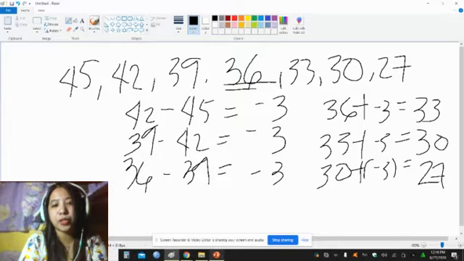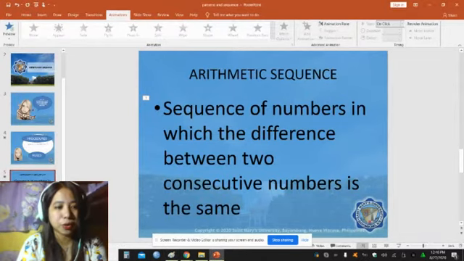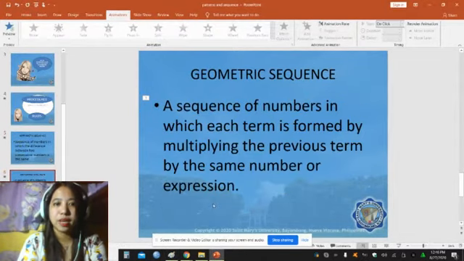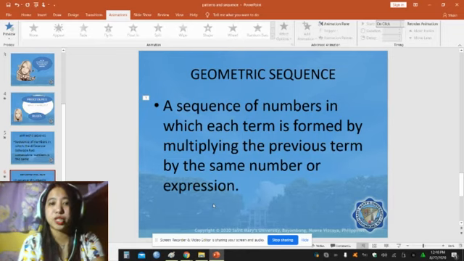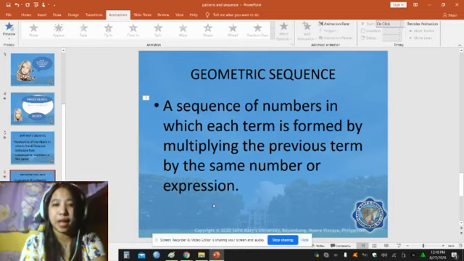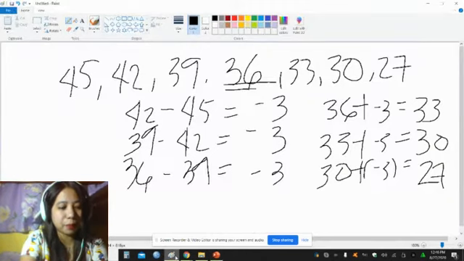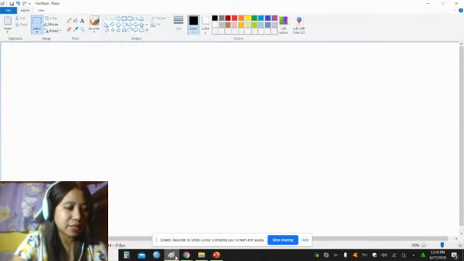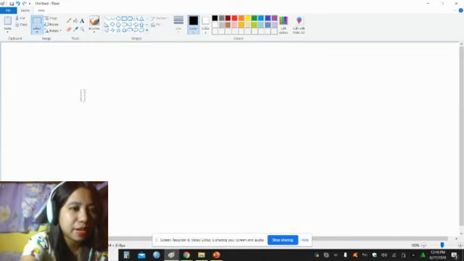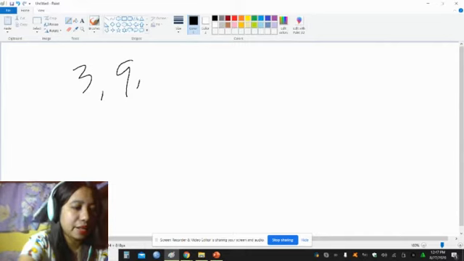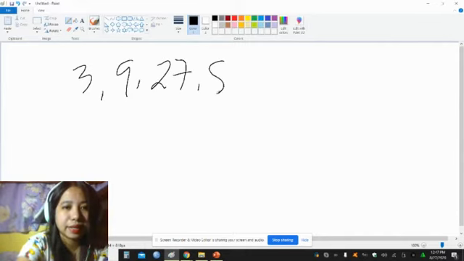Okay, so how about the geometric sequence? Let us also consider the geometric sequence. A geometric sequence is a sequence of numbers in which each term is formed by multiplying the previous term by the same number or expression. Let's have an example for that. Let's consider 3, 9, 27, and 81.